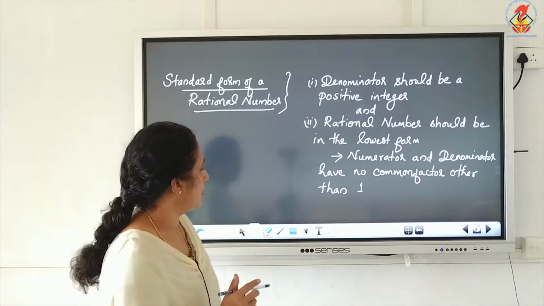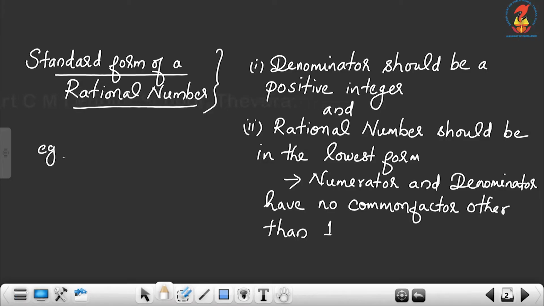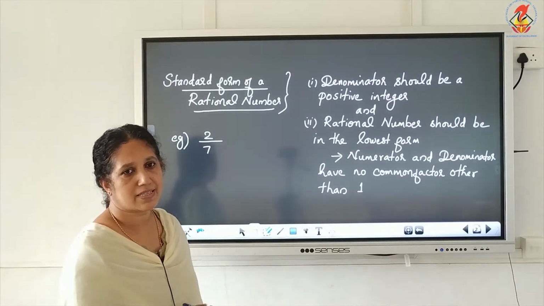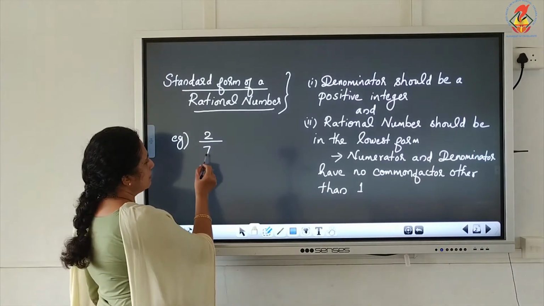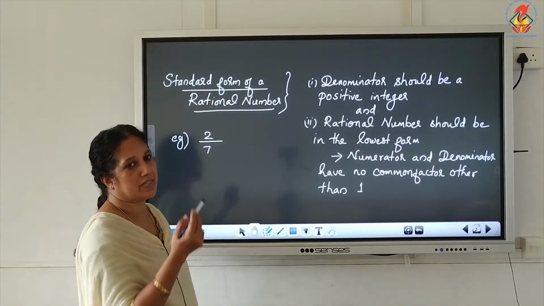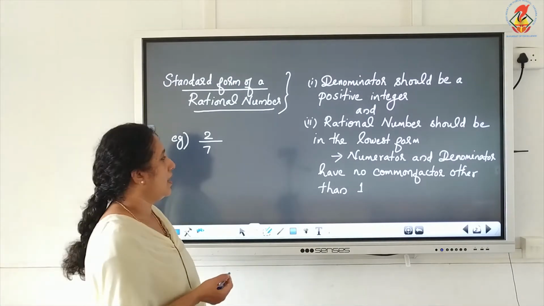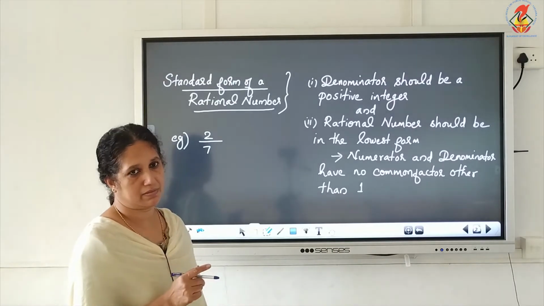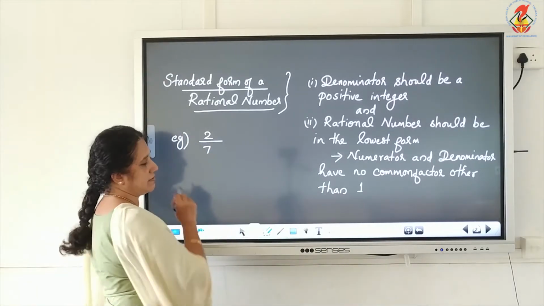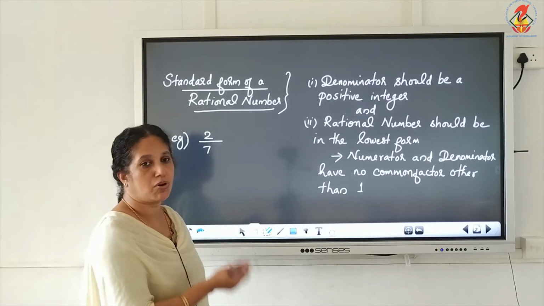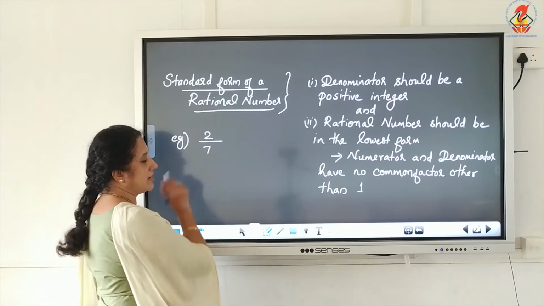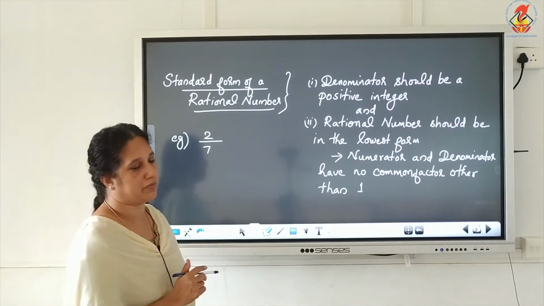standard form. Now, 2 by 7 is a rational number in the standard form. It is an example. Look at the denominator. The denominator is 7, a positive integer. And the numerator and denominator have no common factor other than 1. 1 is the only common factor for 2 and 7, so it is already in the lowest form and we cannot reduce further. So 2 by 7 is a rational number in the standard form.